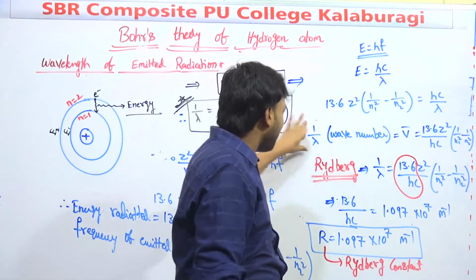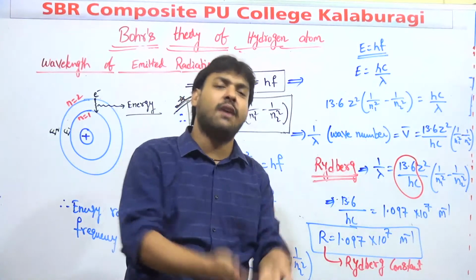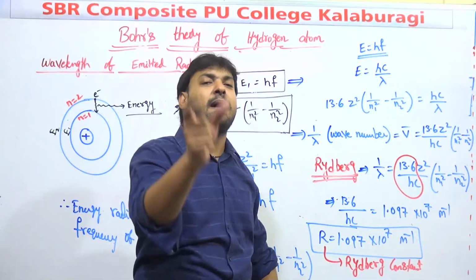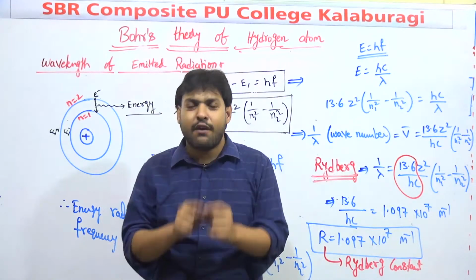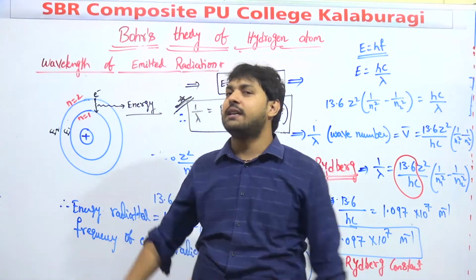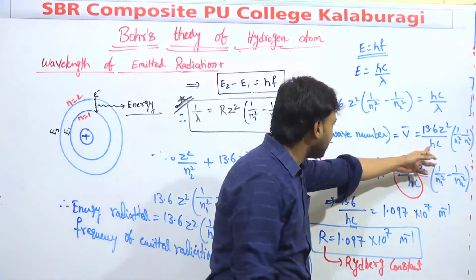By seeing this 1 by lambda, you have to remember it as the wave number. What is wave number? The number of waves emitted per meter. We call it wave number. What is frequency? The number of waves emitted per second. We call it frequency. So now we calculate in between.